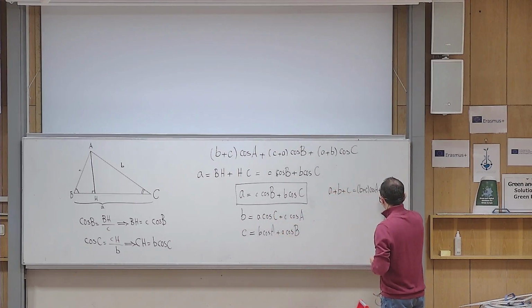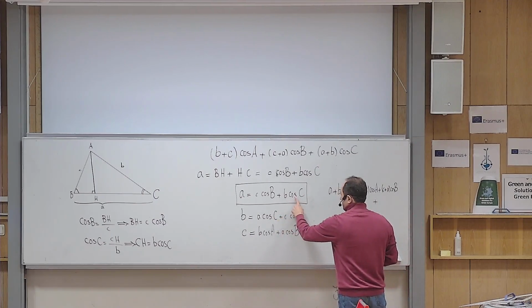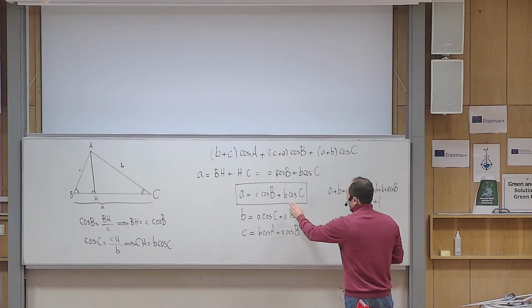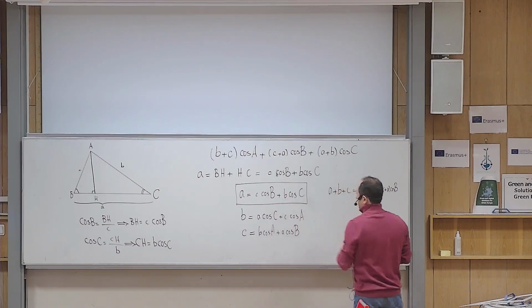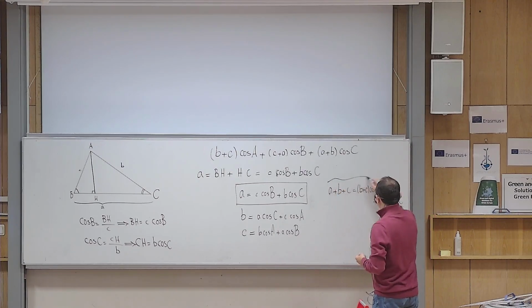So it becomes (c + a) cosine B, plus, and then again I have two places where I can see cosine C. I factor it out. From here, little a is left, and from here, little b is left. So it becomes (a + b) cosine C. And that is exactly the proof.